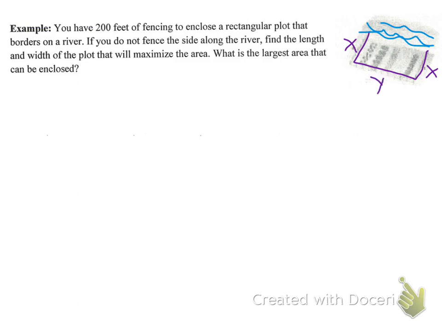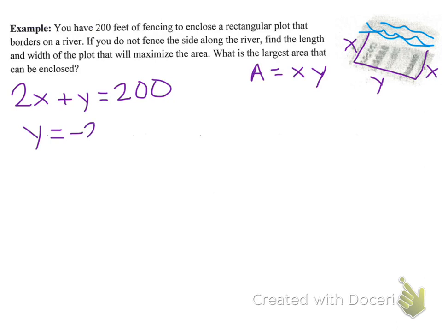Now let's say you thought y and x. That's fine. You would still get the same final answer. It was just that our x and y values would be flip-flopped, and that's totally fine. So what we're trying to maximize is area. Based on this picture, the area would be x times y. Based on the given conditions, I know 2x plus y is going to be equal to 200, because that represents our perimeter. We're going to subtract the 2x over, so I have y equals negative 2x plus 200.